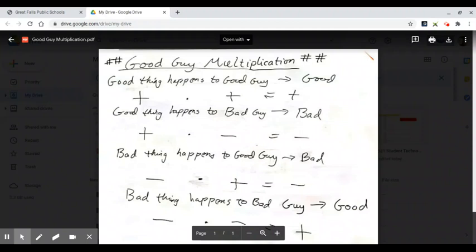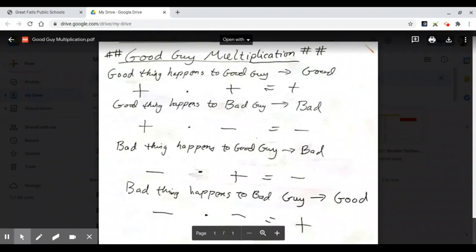Okay. So now a good thing happens to the bad guy. So, for example, the bad guy robs the bank and gets away with the money. Well, that's bad. A positive times a negative is negative. But what if a bad thing happens to the good guy? For example, the good guy gets tied to the railroad tracks and there's a train coming that's going to run over him and kill him. Well, that's bad. A negative times a positive is a negative.